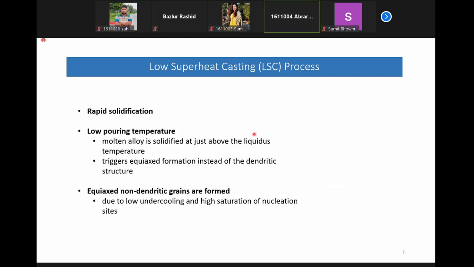Now, this is just mentioning a process that actually utilizes the principle of superheat to achieve equiaxed dendritic formation, so equiaxed grain formation. The name of the process is low superheat casting, or LSC process, which basically solidifies the alloy just above the liquidus temperature. As a result, it triggers equiaxed formation by suppressing dendrites.